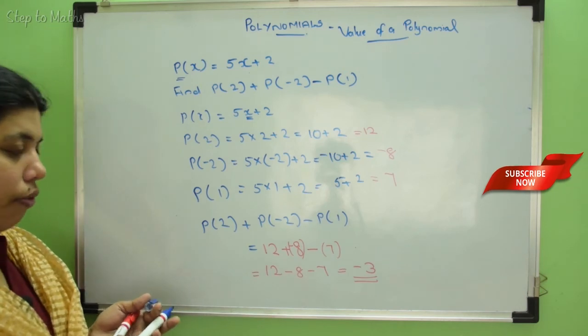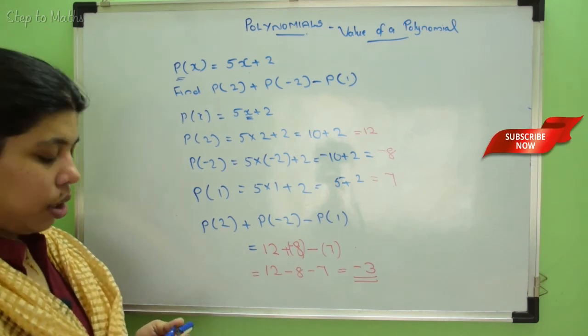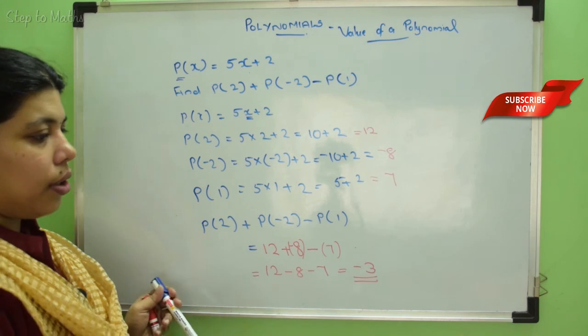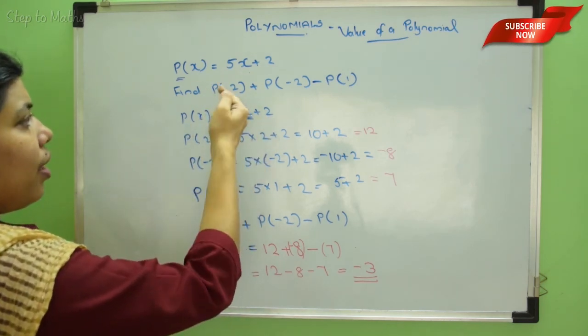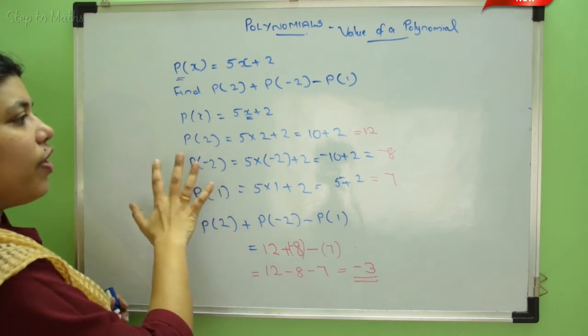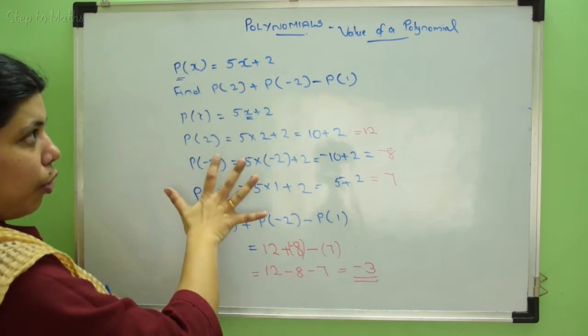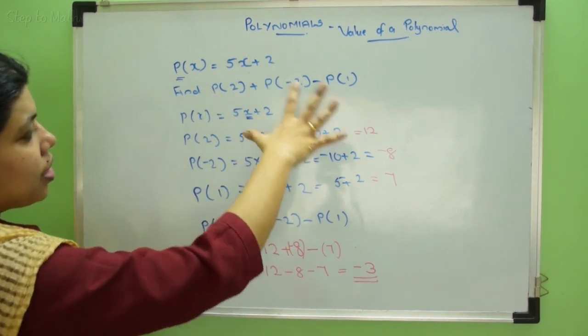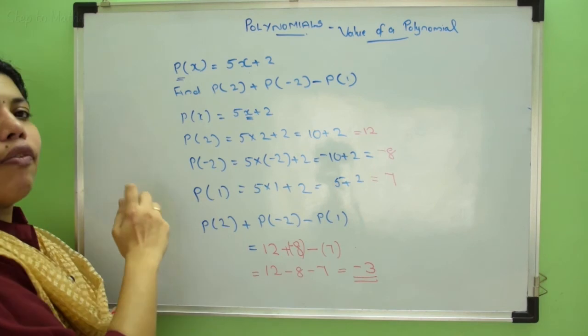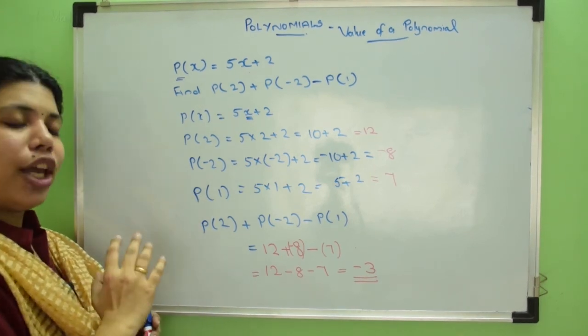To find the value of a polynomial, we substitute the variable by the number. Then easily we can find out the value of the polynomial, and using that concept we can easily solve the problems related to the value of a polynomial.